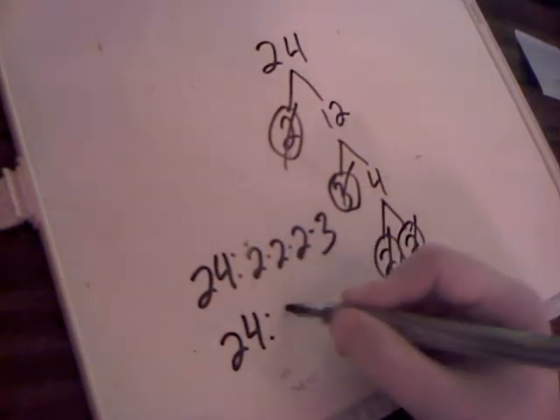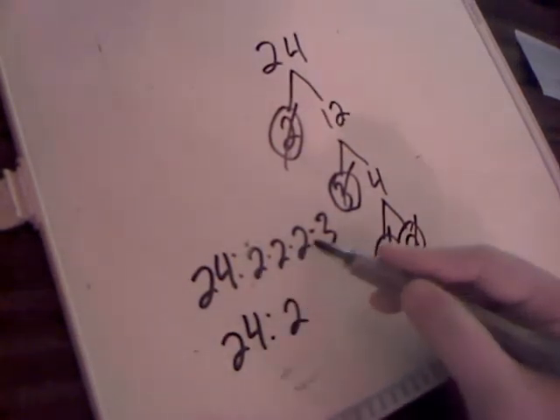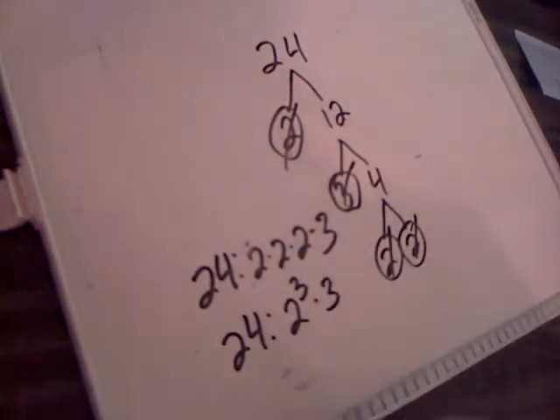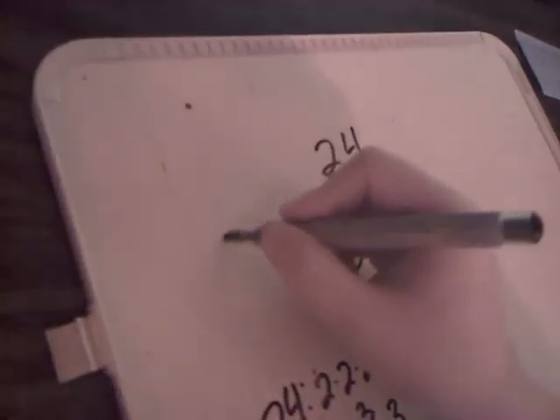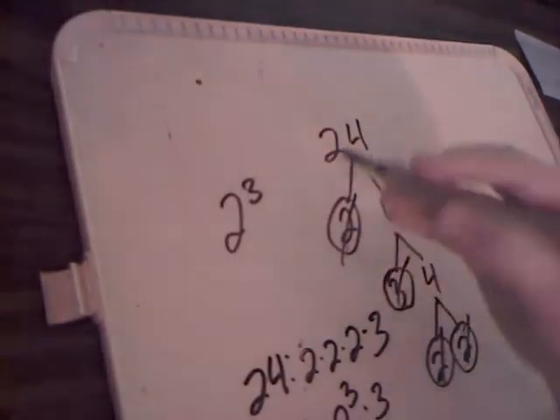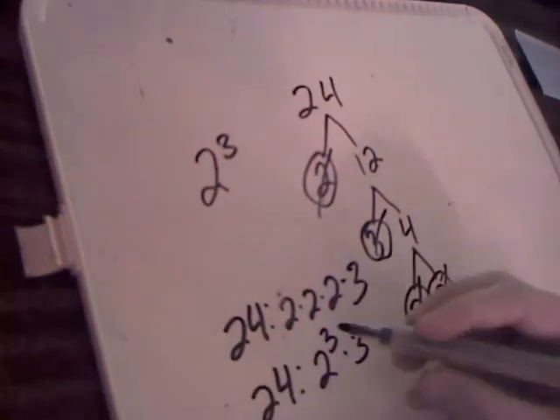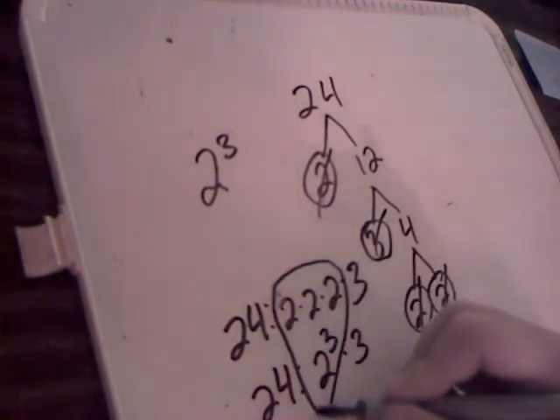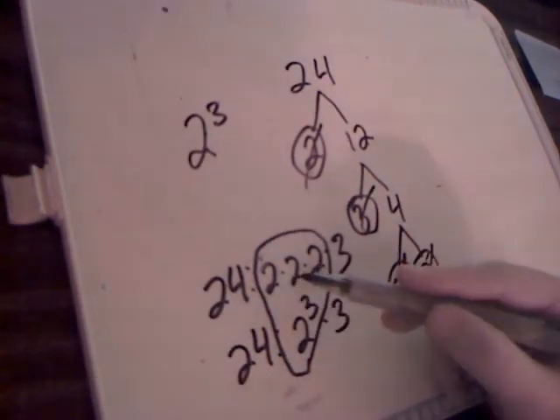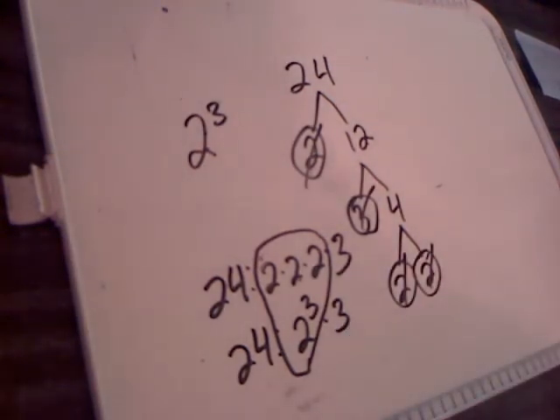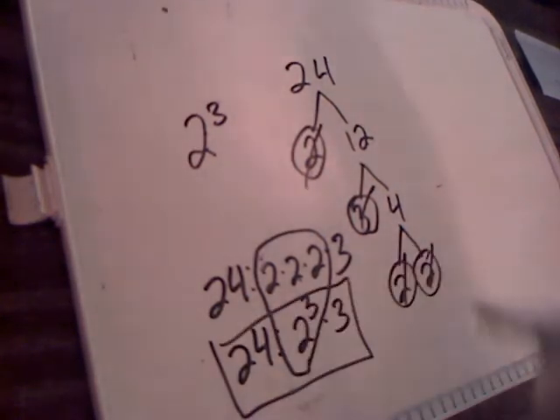There are three 2's here. So instead of writing all those 2's out, we're going to write 2 to the third power times 3. What this means, 2 to the third, is that you're going to see this 2 three different times. These things mean the same thing. 2 times 2 times 2 is the same thing as 2 to the third. There you have it, the factors of 24: 2 to the third power times 3.